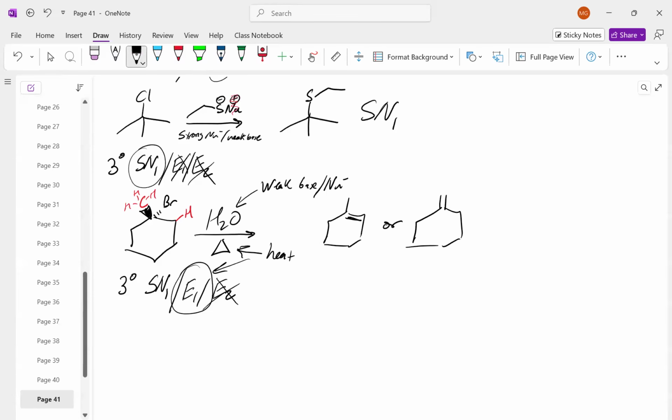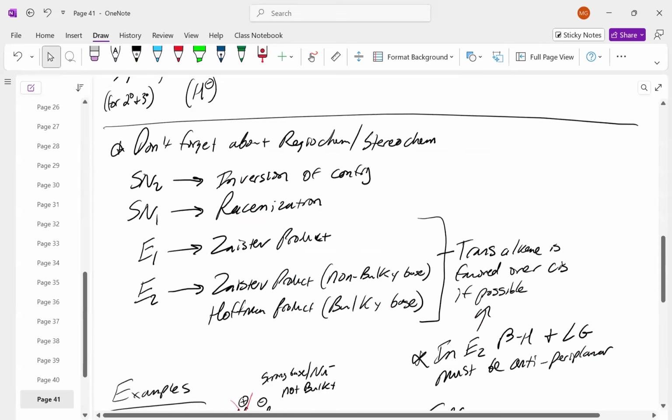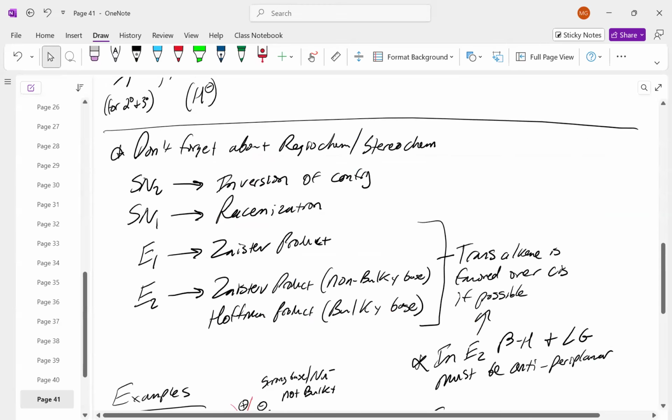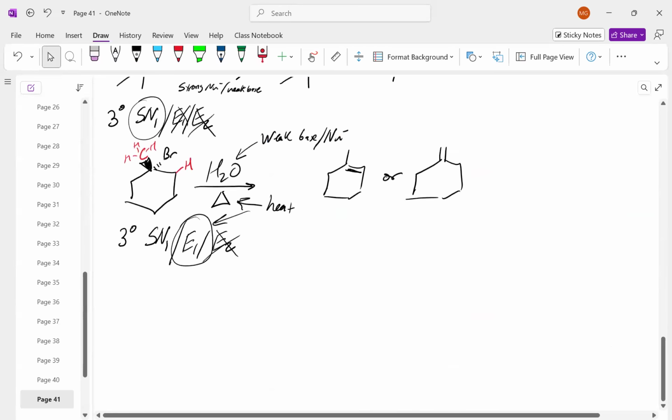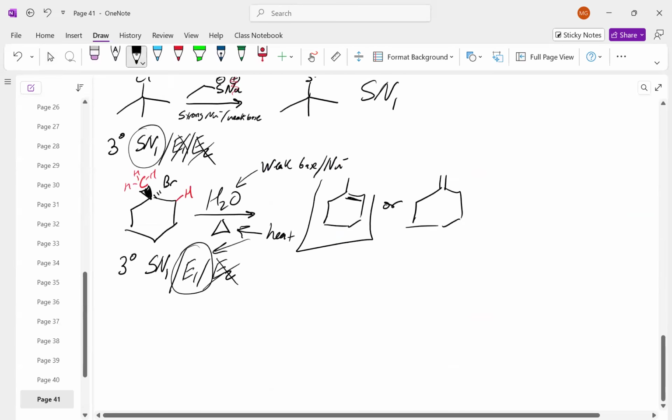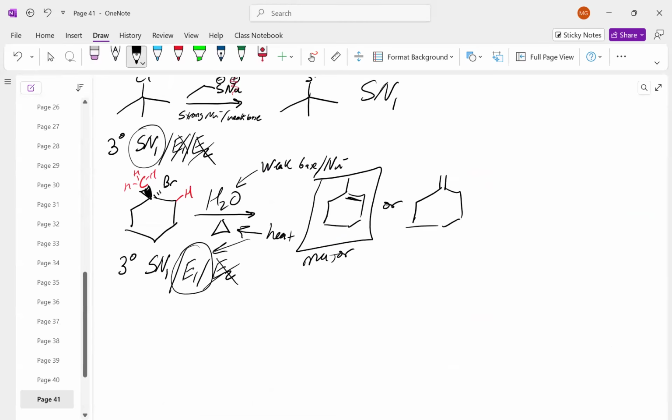Now, which one is going to be the major product? So this is where it is important to remember regiochemistry. Since we know this is E1, E1 favors the Zaitsev product, the more stable alkene. And since this alkene is more substituted, it's going to be the major product. Sometimes it's helpful to draw out all the possibilities and then judge what your major product is going to be.